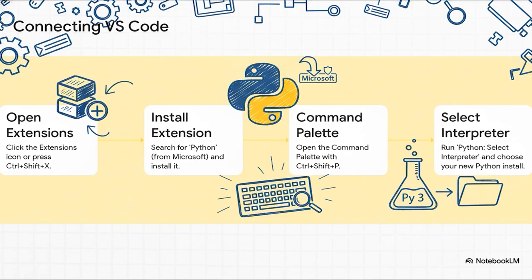This is what turns VS Code from a simple text editor into a full-blown Python powerhouse. Once it's installed, open the command palette again, that's Ctrl-Shift-P, and type Python: Select Interpreter. Then just pick the version of Python we installed earlier. And just like that, VS Code and Python are now best friends.